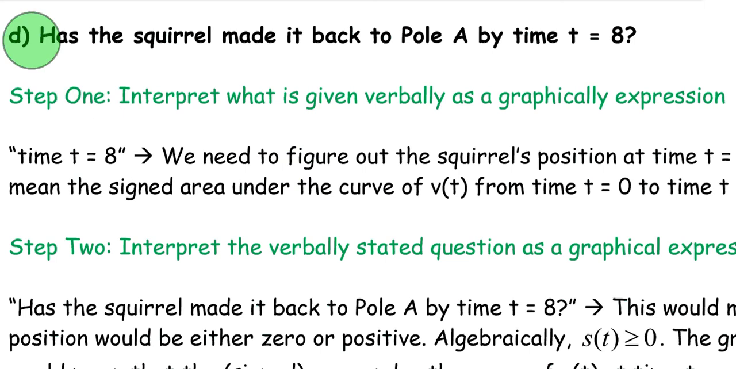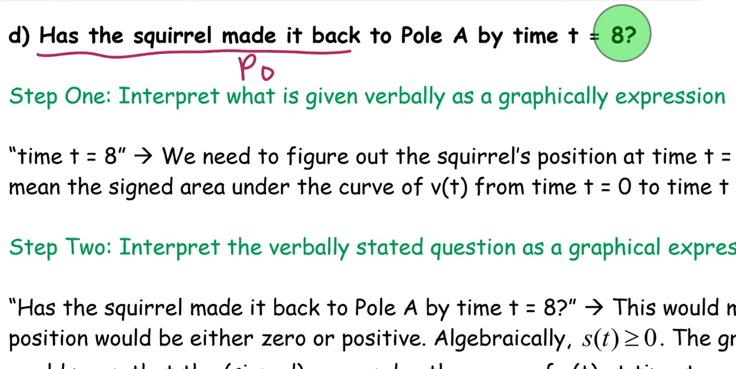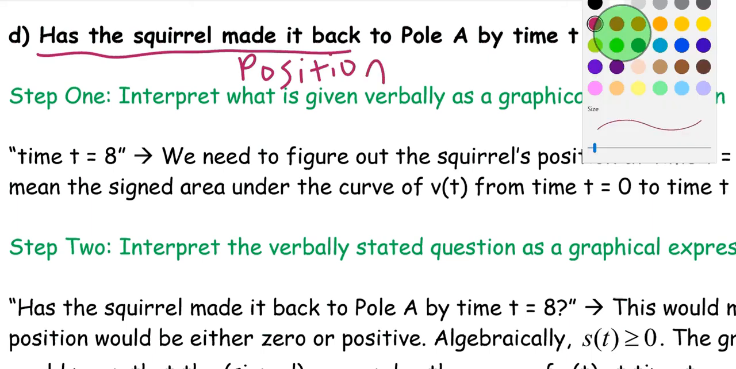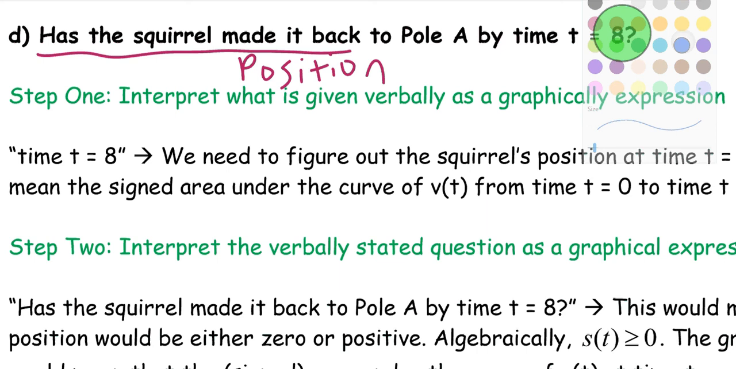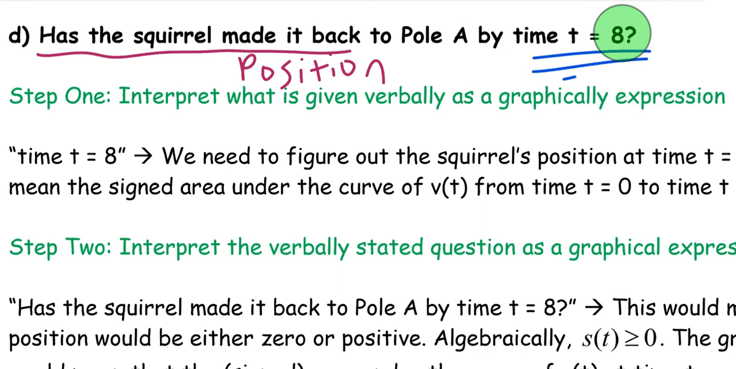The final question we're going to ask about the squirrel, given its graph, is has the squirrel made it back to pole A by time t equals 8? So the real question is, has the squirrel made it back? What kind of question is that? That's asking about position, right? And we want to know at time t equals 8.